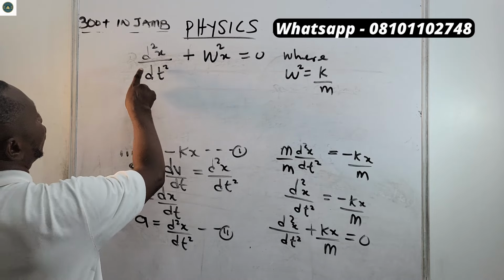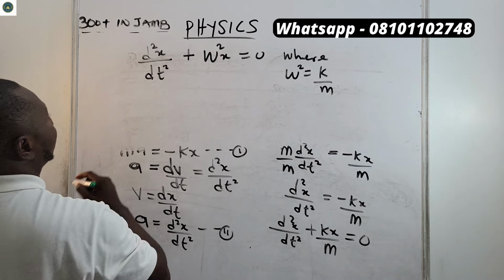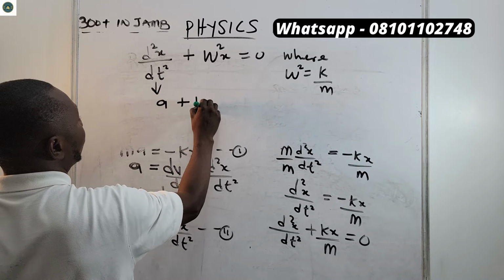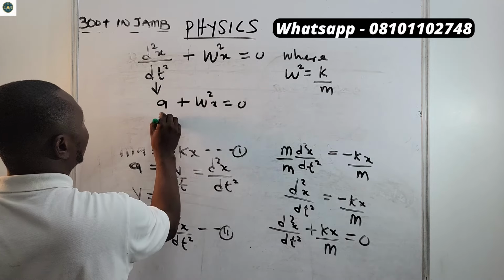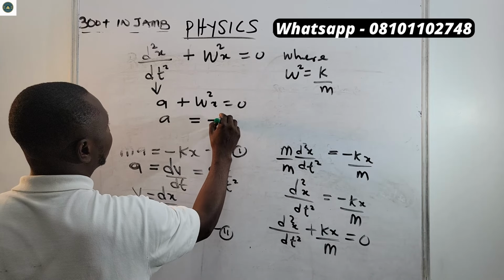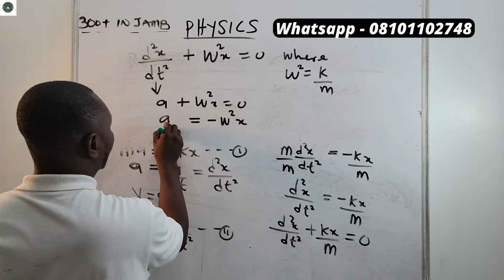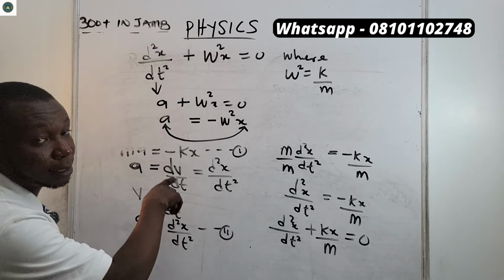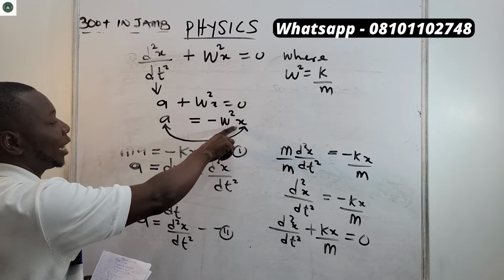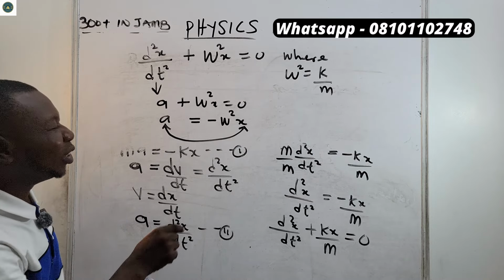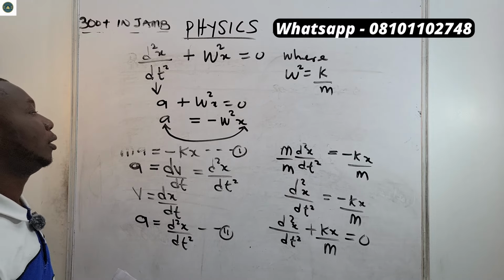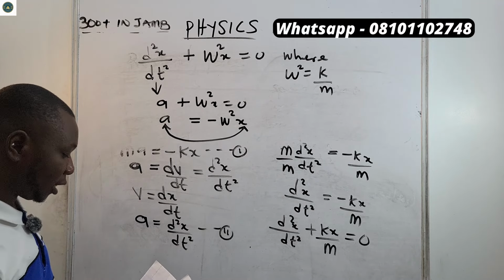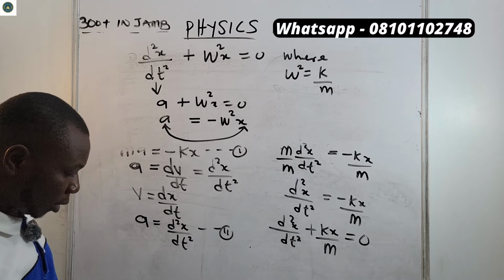So let's go. We know that d squared x over dt squared is a. So definitely this is a plus omega squared x equals to 0. So a is equal to minus omega squared x. So you can see, if you see the pointed arrow now, it shows that the acceleration is directly proportional to the negative of the displacement. So acceleration is equal to minus omega squared x.